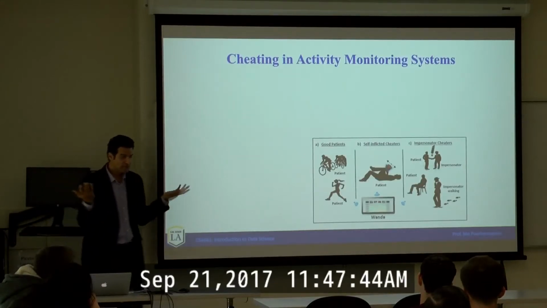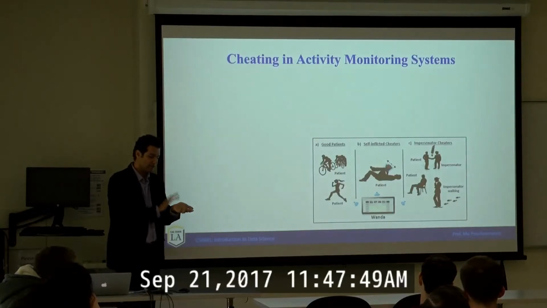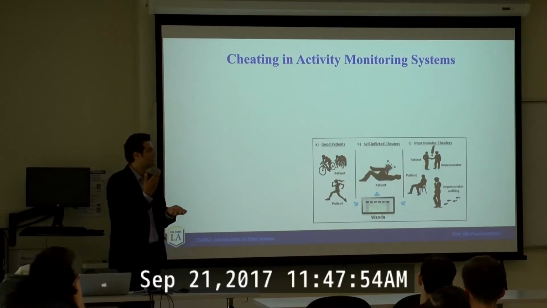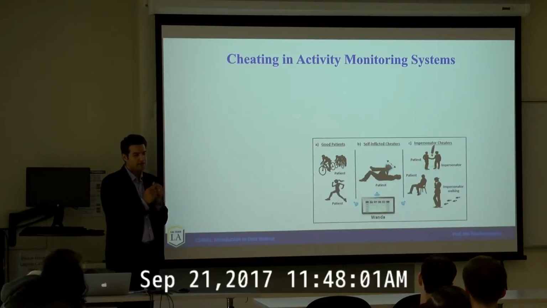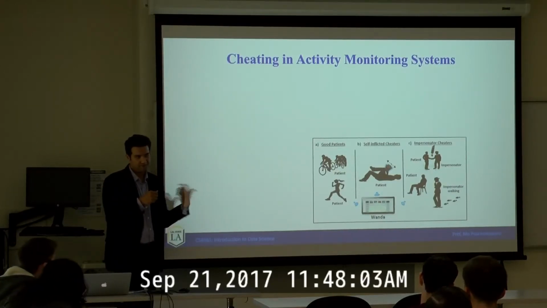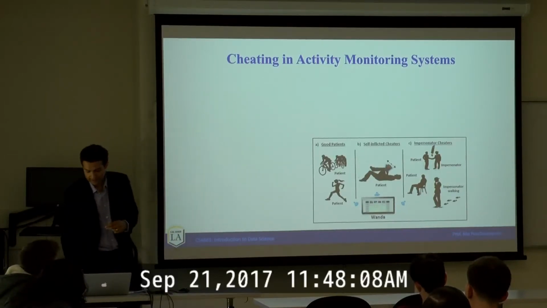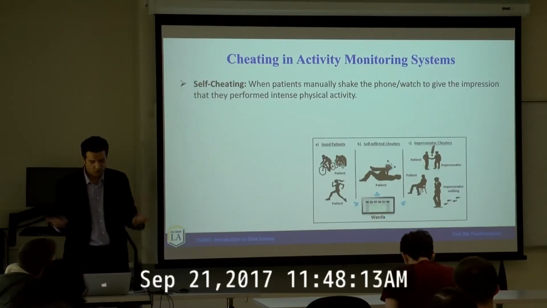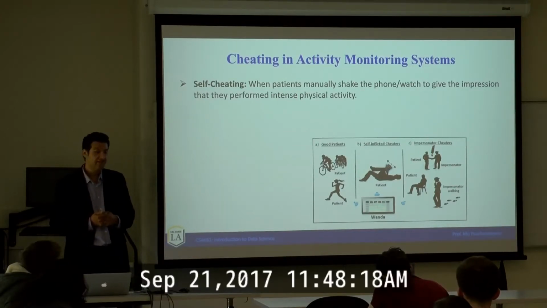by just, well, it's very simple. It's a smart watch. There's an accelerometer in that, and based on the acceleration, it estimates the physical activity. So what if the patients don't walk, but just shake his hand? Okay? Pretend that he is running. We call this self-cheating, when a patient manually shakes the phone or watch to give the impression that they perform intense physical activity.